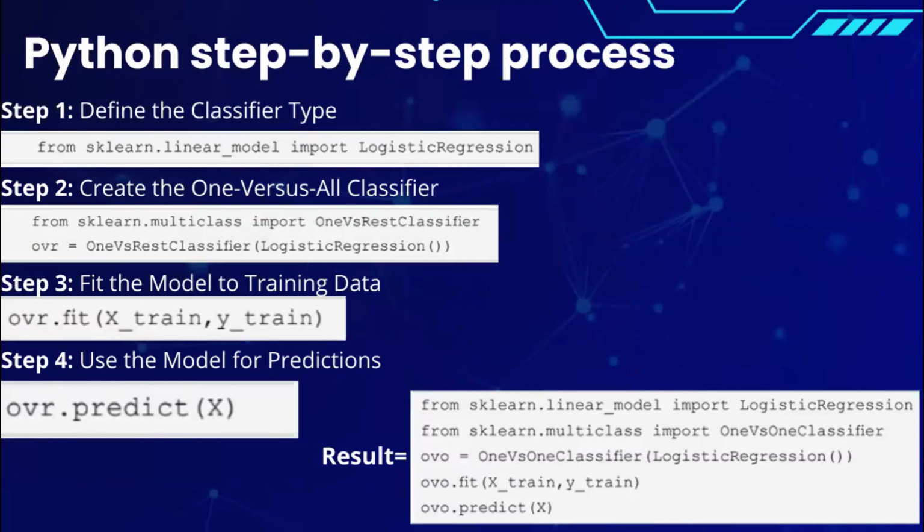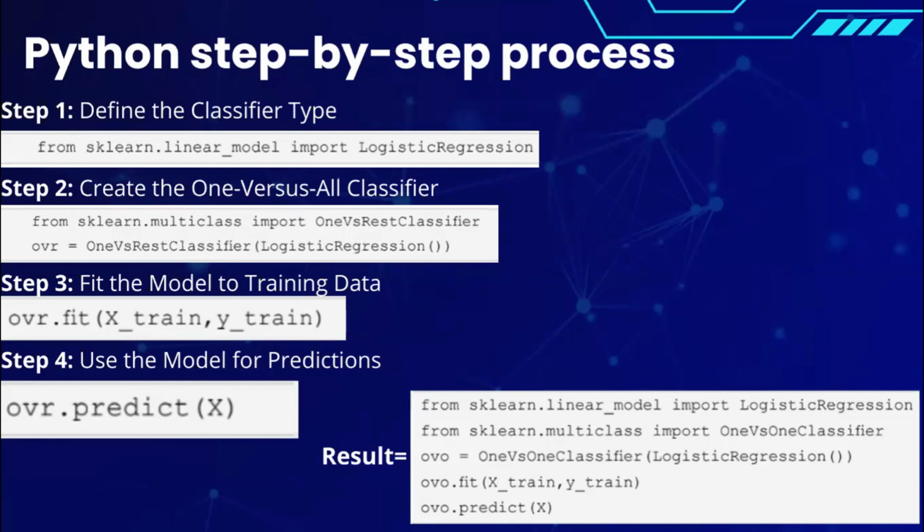For this one, we'll follow a step-by-step process. Step 1 is to define the classifier type. The first step is to decide which type of classifier we want to use as our base model. All classifiers created in the one versus all approach will be of this type. For this example, we use logistic regression as the base model. To do this, we need to import the logistic regression class from scikit-learn.